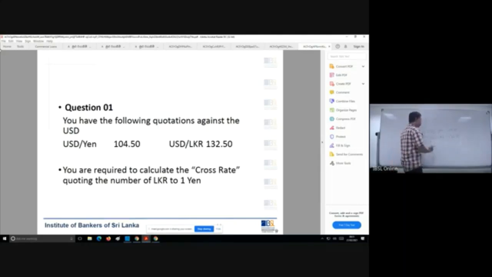Very easy. Only thing you have to remember: if both are direct or both are indirect, then cross and divide. If it is direct and indirect, then straight and multiply. Two direct, two indirect, cross and divide. If it is direct, indirect, then straight and multiply. So it's very easy to understand, right?